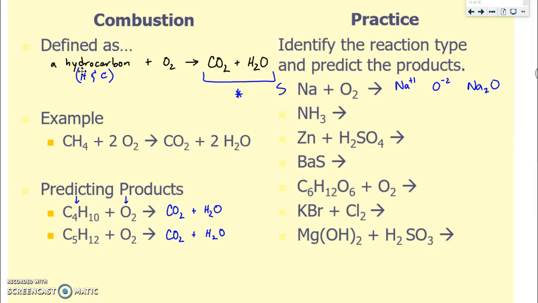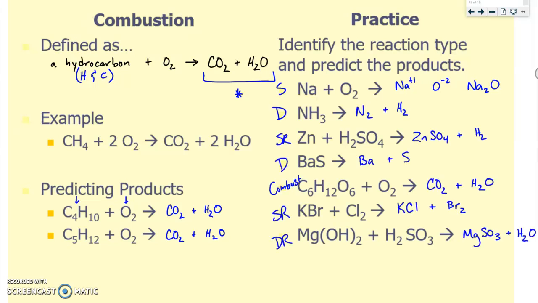Please pause the video and try the remaining examples. Here are the answers to the practice problems. For NH3, it's one thing, so the only thing you can do is break it apart. So it's going to break into N and H, which are both diatomic. The next one has somebody who's single, the Zn, combined with a compound. So that means it has to be single replacement. And you'll go ahead and do your single replacement. The H2 ends up by itself, and the Zn and the other combined.